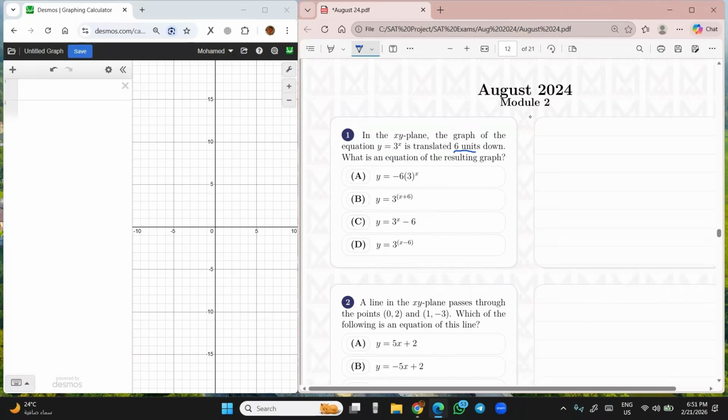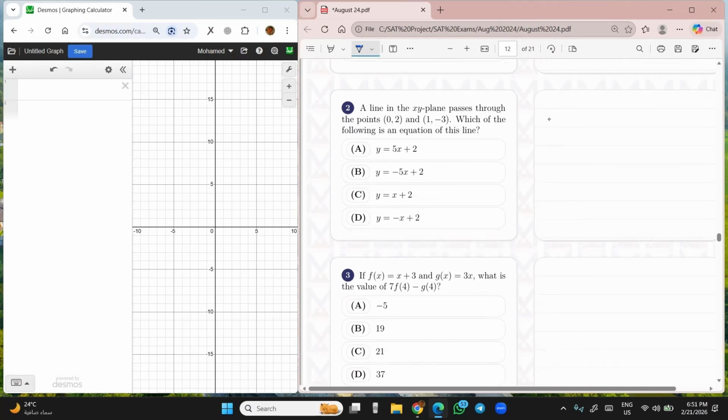Translating or shifting 6 units down means you need to add -6 to the end of the function. So 3 to the x power, then we write -6 here. If it's up, you write +6 here. And if it's right or left, you write the plus or minus up here in the exponent, but with the opposite sign. I mean, when it moves right, you need to write -6. If it moves left, you write +6 beside the x here. But as long as we are moving up and down, we write the numbers at the end of the equation or at the end of the function. So the answer is letter C.